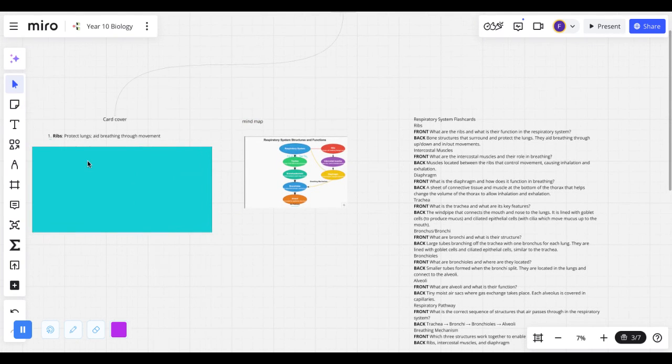And as I said to you, card covers we didn't really know about card covers. I only learned them about 10 years in teaching. So for me, it was mind maps, not flashcards. And you've got to make that decision. Which one works for you?